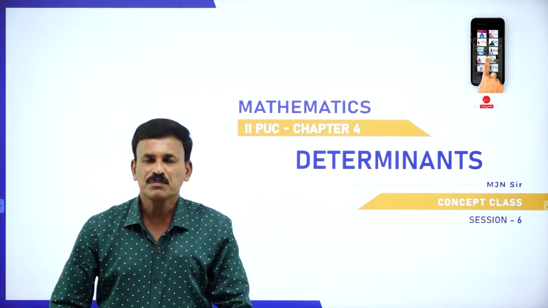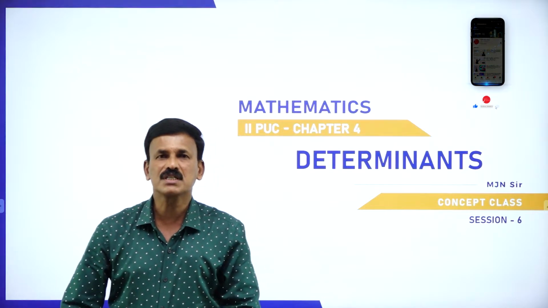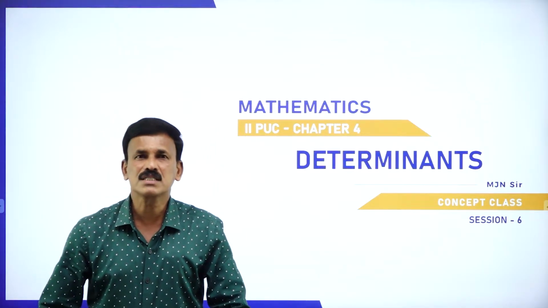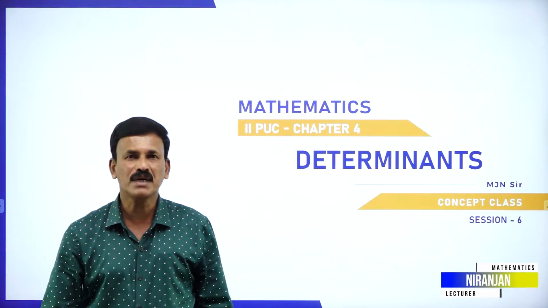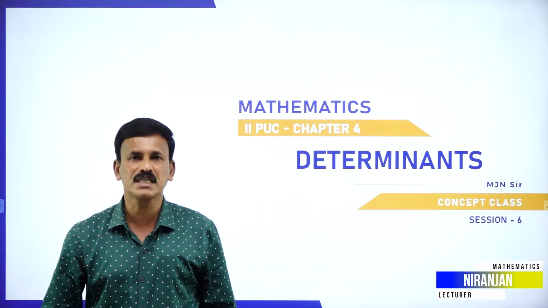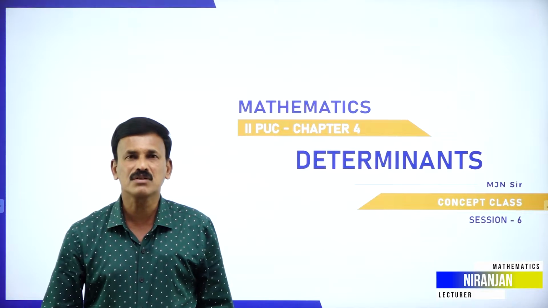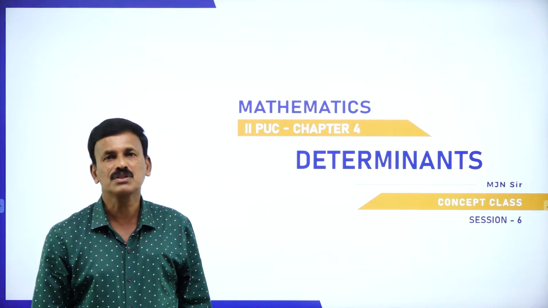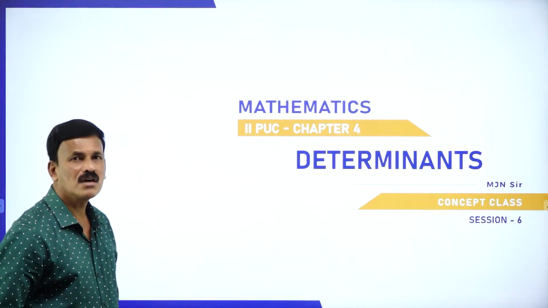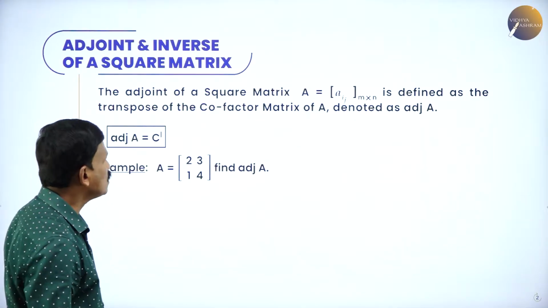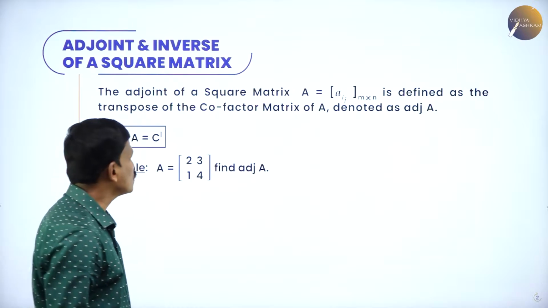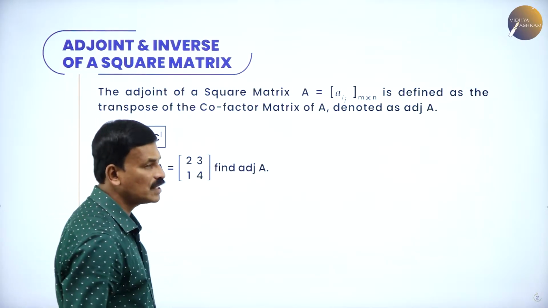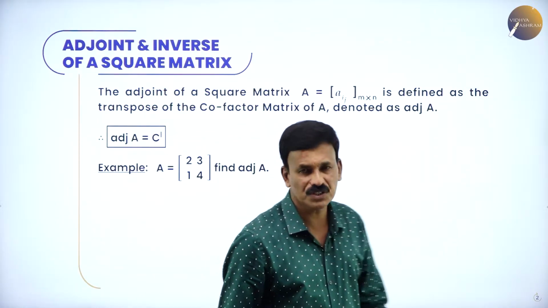Now, in the previous classes, we have discussed regarding the minors and the cofactors. Now, in this session, by knowing the minors and cofactors of a matrix, we are going to discuss regarding the adjoint. The adjoint depends upon the minors and cofactors. So, let us define it. What is the definition of an adjoint?